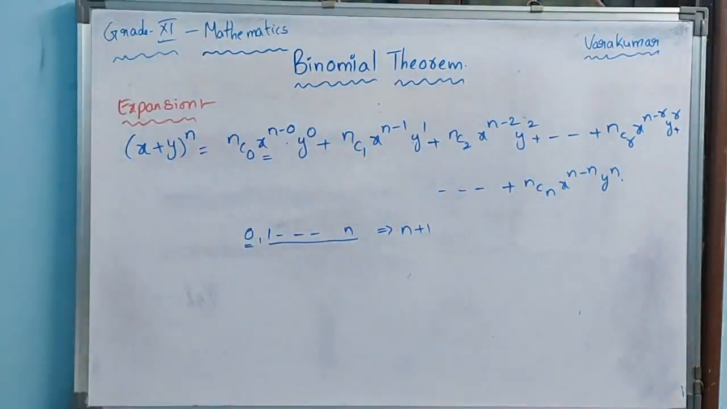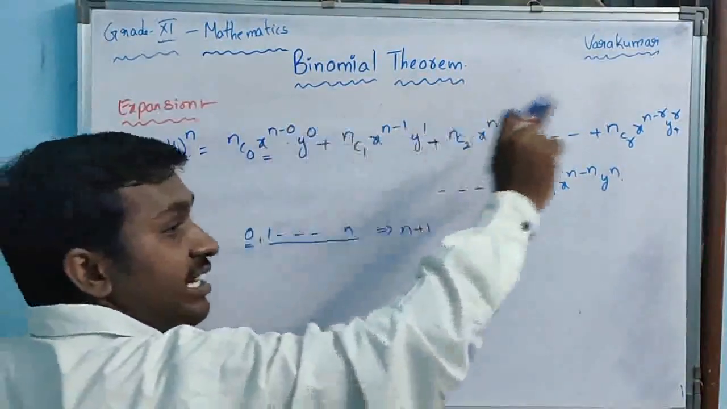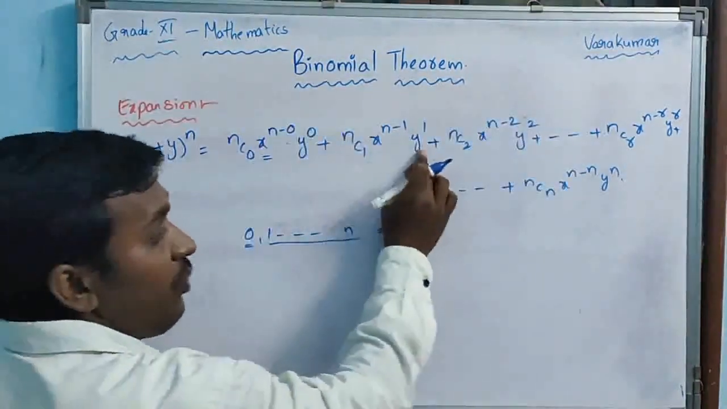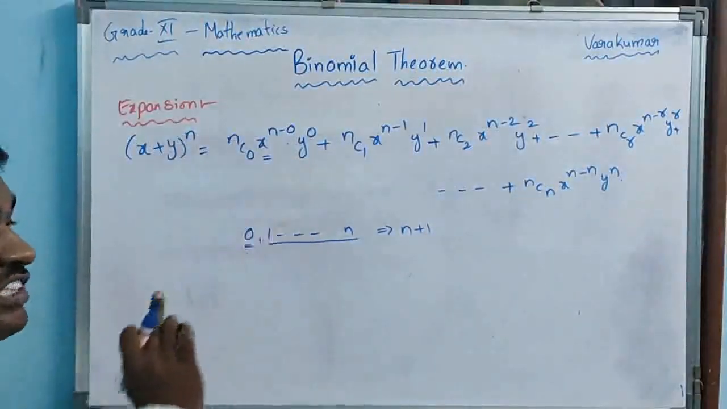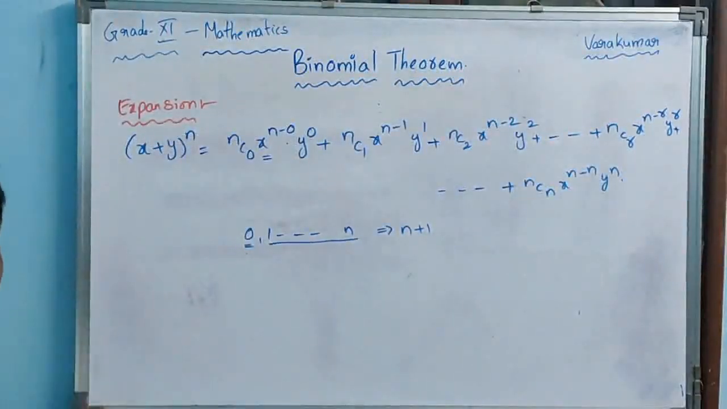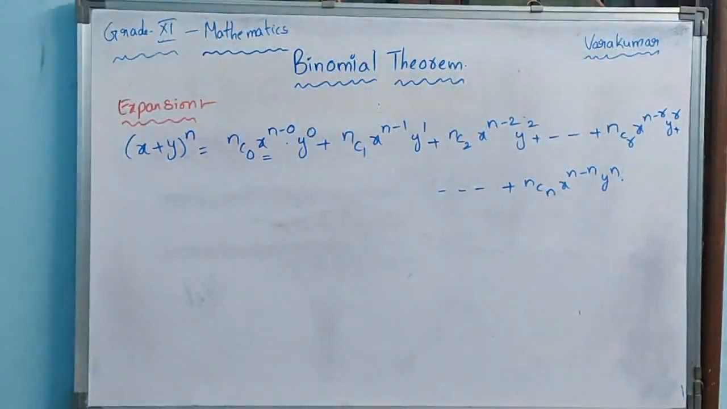Next, similarly, if you consider y, as x is decreasing, y is increasing. So y power 0, y power 1, y power 2, and so on, y power n. Here also y starts with 0, 0 to n, so there are also n + 1 terms. So this is a way you can know what the terms will be, how to write it, how to expand it. Clear? Next one.